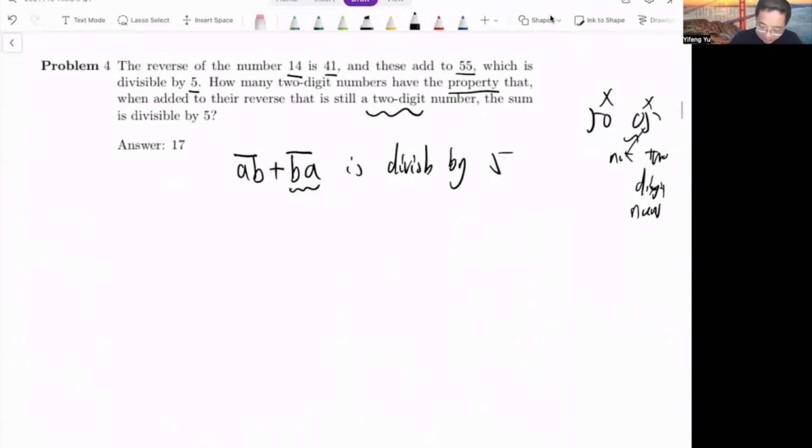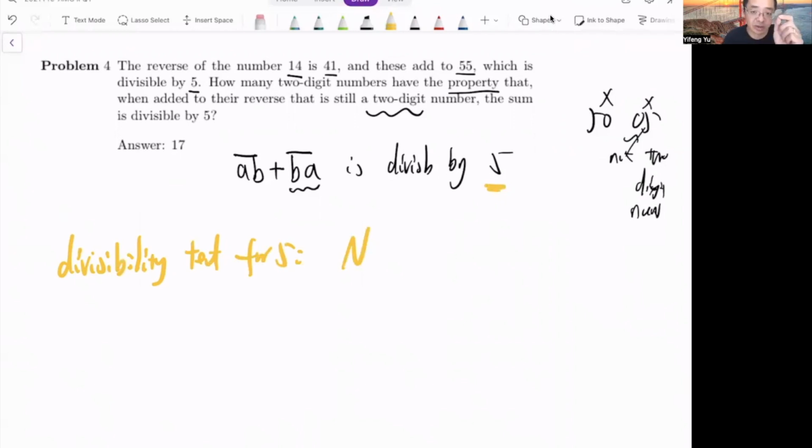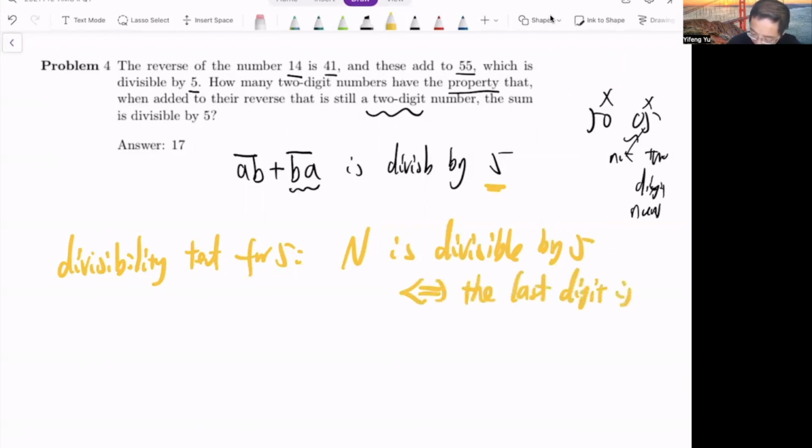Anyway, let's recall the divisibility test for 5. In order to tell whether a number is divisible by 5, all you need to do is look at the last digit. If the last digit is 0 or 5, then it's divisible by 5. N is divisible by 5 if and only if the last digit is 0 or 5.